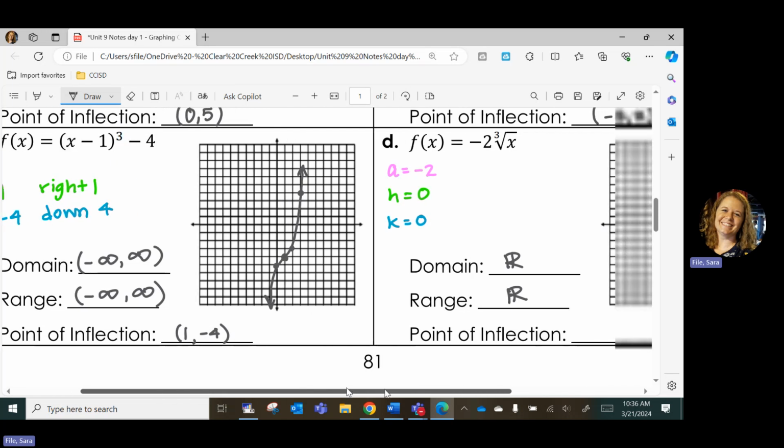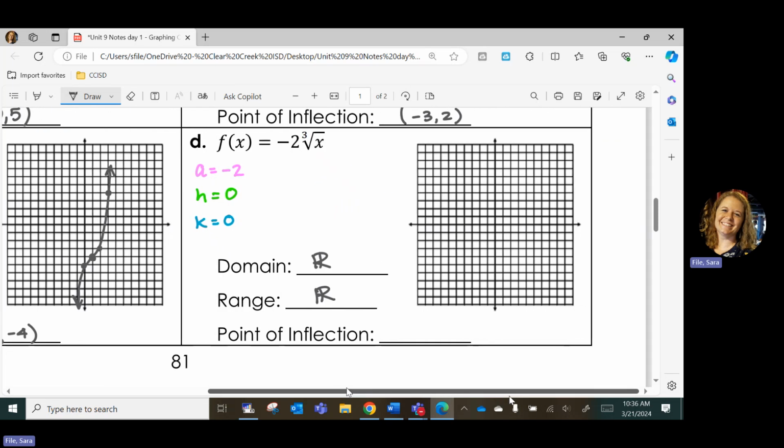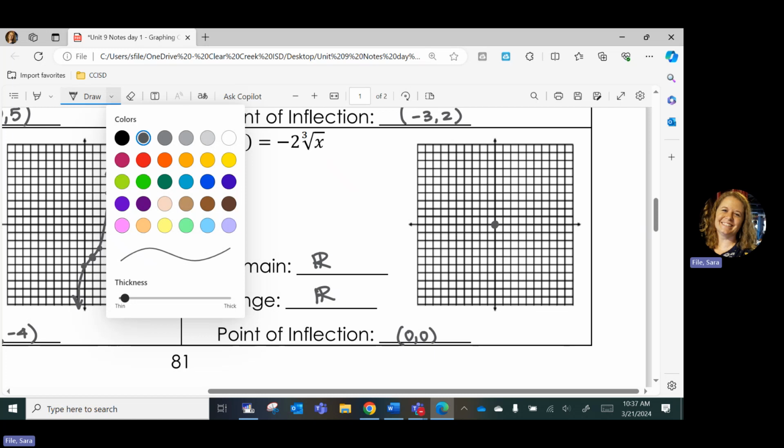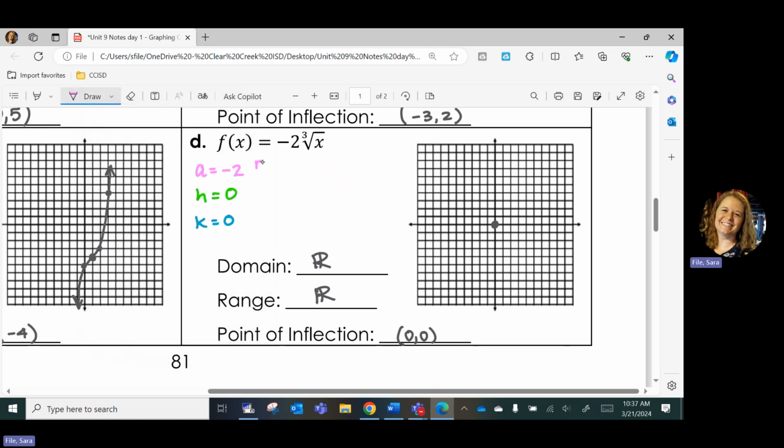Finally, we have one here we'll take a look at that has an A other than 1. Now, where is my point of inflection, though? Yeah, HK are both 0. So this is not translated. It's not shifting left or right or up or down. It's still centered there at the origin, that point of inflection. But what does that negative do to the graph? So it's going to reflect over the x-axis.